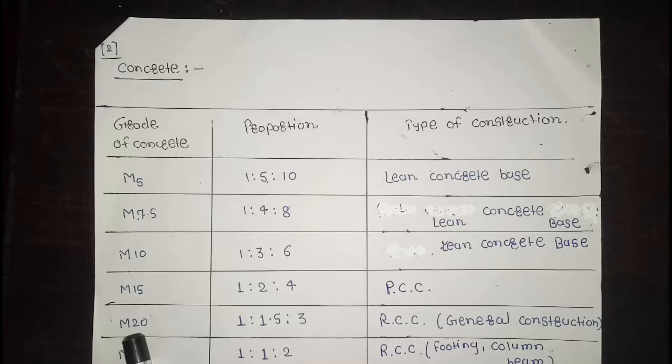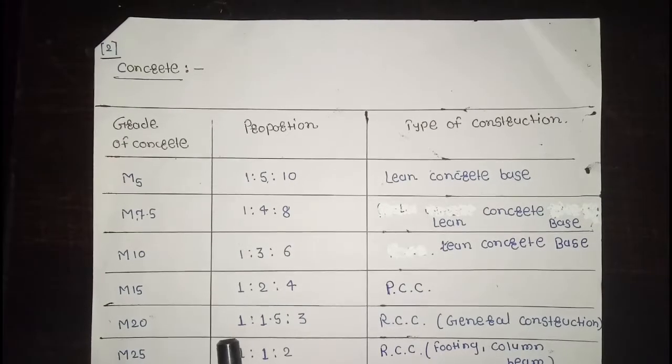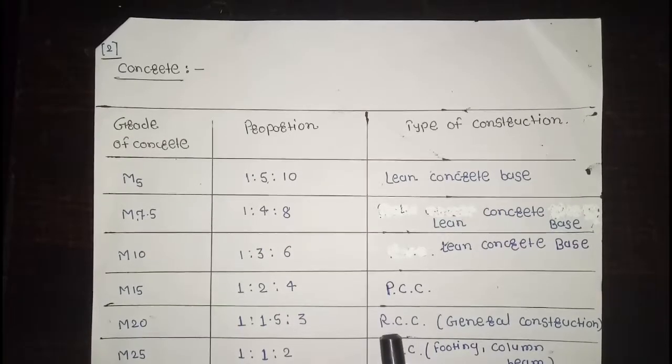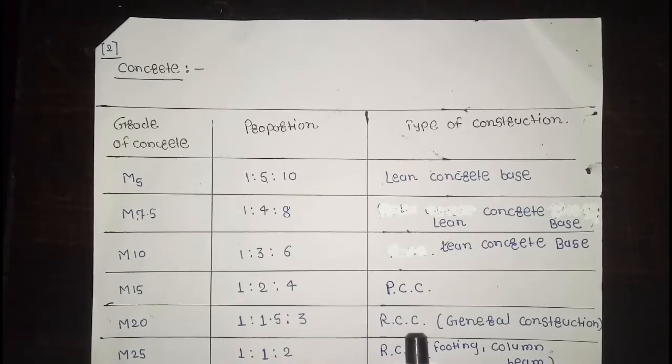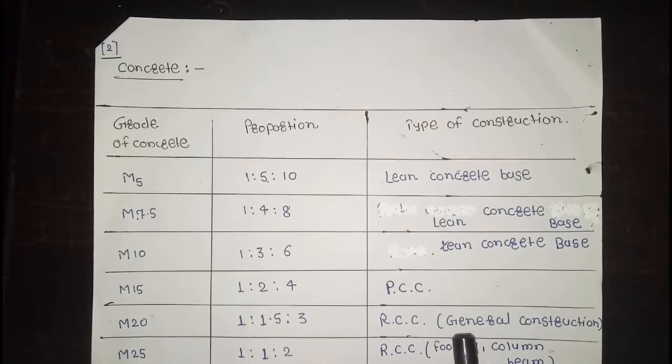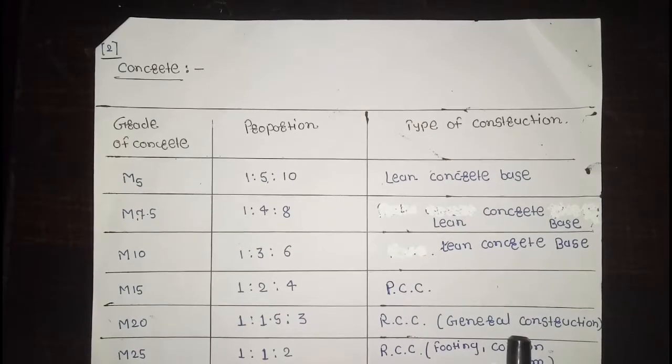The next grade of concrete is M20 and their proportion is 1:1.5:3, means 1 part of cement, 1.5 part of sand and 3 part of aggregate. M20 grade of concrete is used for RCC, means reinforced cement concrete, for general constructions. RCC works for slabs, beams, columns and so on.